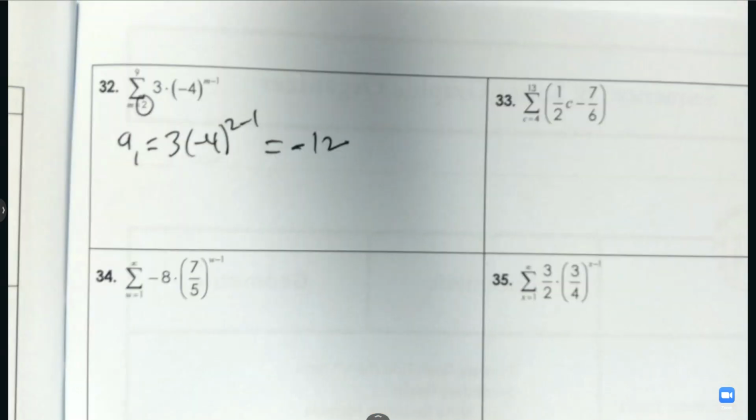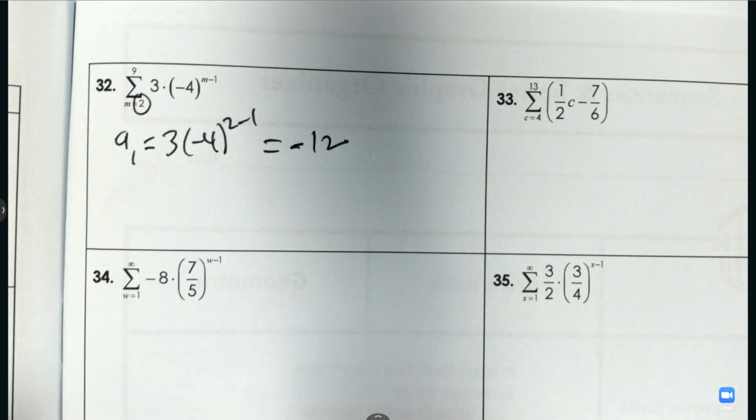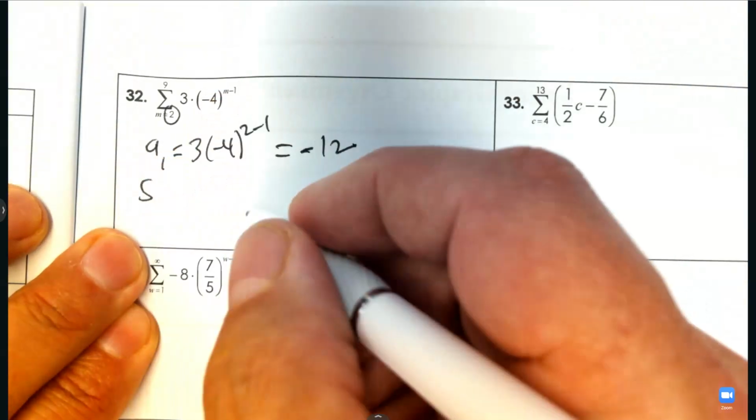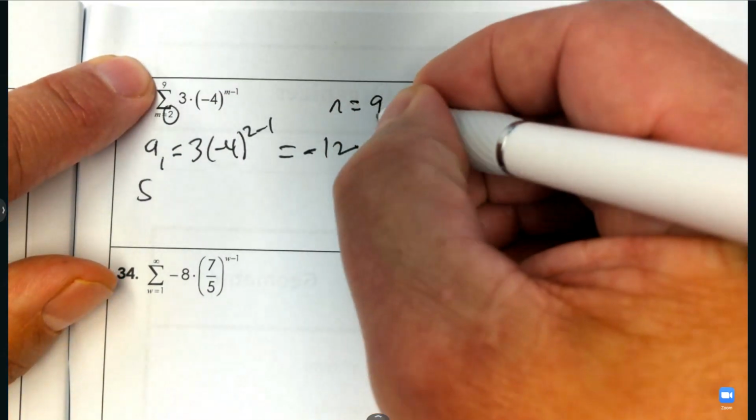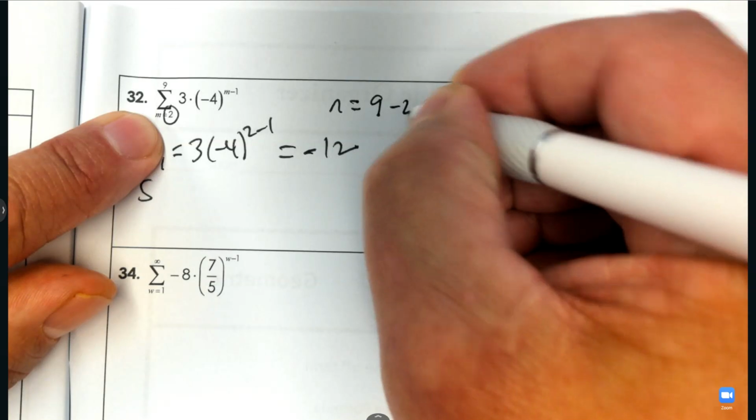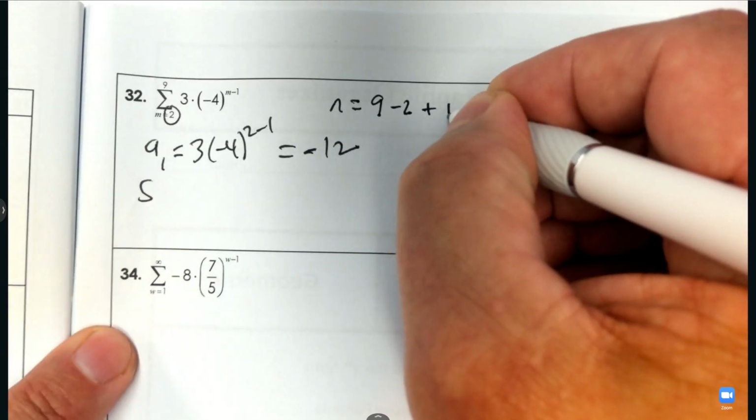Then you set up the formula. So that's all I needed for the formula. Now, this part's a little tricky. To know how many terms there are, you take the top number, subtract the bottom number, and then add 1. That's how many numbers there are. So 9 take away 2, plus 1 means there's 8.